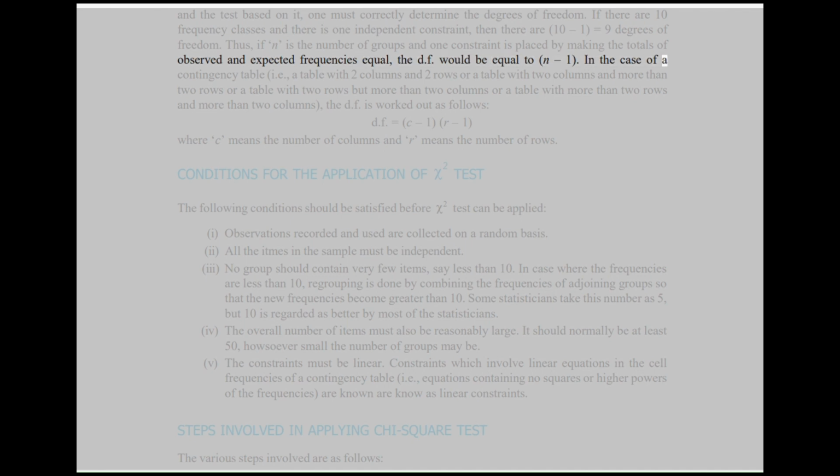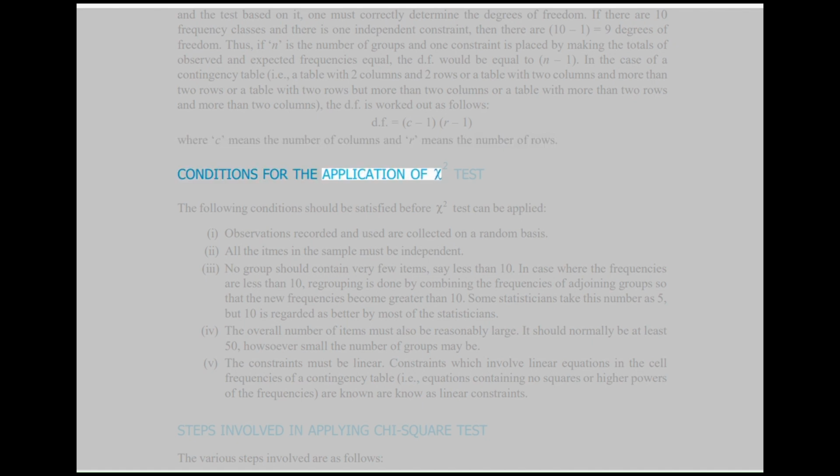In the case of a contingency table, i.e., a table with 2 columns and 2 rows, or a table with 2 columns and more than 2 rows, or a table with 2 rows but more than 2 columns, or a table with more than 2 rows and more than 2 columns, the d.f. is worked out as follows. d.f. is equal to (c − 1)(r − 1), where c means the number of columns and r means the number of rows.